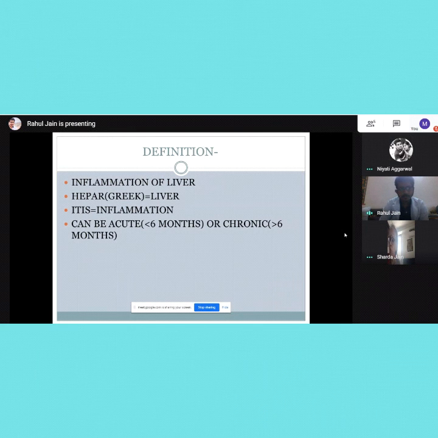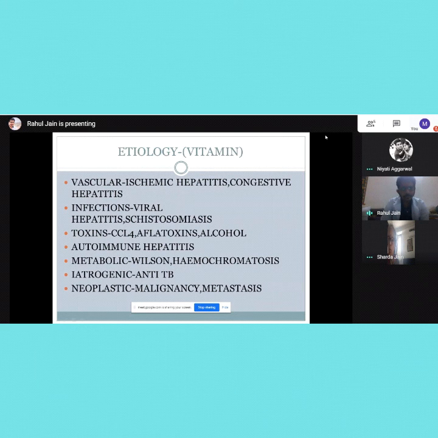So these 5 things are characteristic of inflammation, and whenever there is inflammation seen over the liver, we call it hepatitis. It can be acute or chronic; acute is less than 6 months, and chronic is more than 6 months. So 6 months is the cutoff. This will be relevant when we discuss chronic hepatitis B and acute hepatitis B. We call it chronic hepatitis B when the duration of the symptoms is more than 6 months. Then coming to etiology.